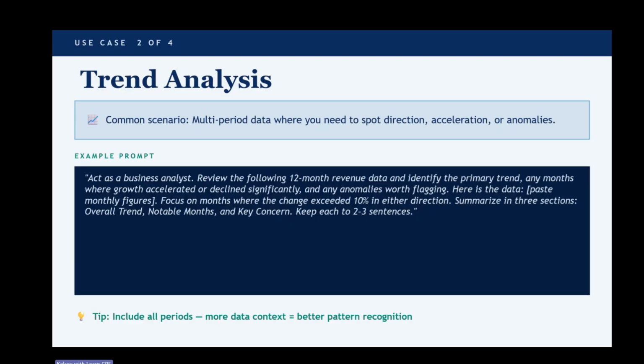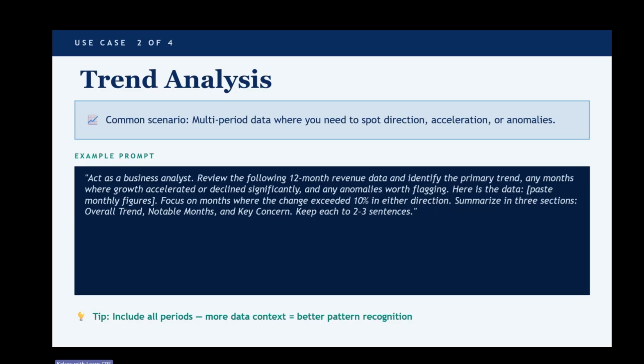Trend analysis is going to be our next use case. So maybe you're looking at revenue across 12 months, headcount over 4 quarters, or expense ratios across 3 years. You need to understand the direction and whether anything stands out as unusual.